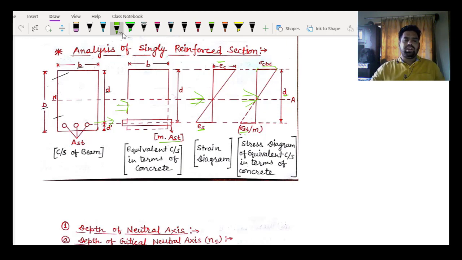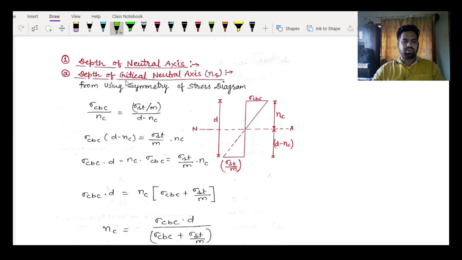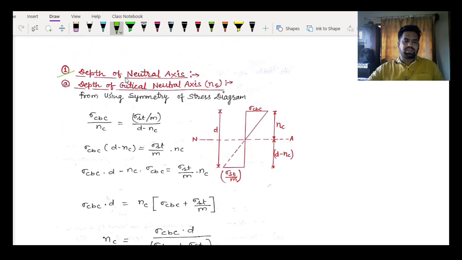Now from this schematic diagram we have to calculate certain things mentioned below. First is the depth of neutral axis. So what is a neutral axis basically? Neutral axis is this line. It is an imaginary line which cuts the section into two parts, above which is the compression zone and below which is the tension zone, and on this neutral axis line there is no tension and no compression.